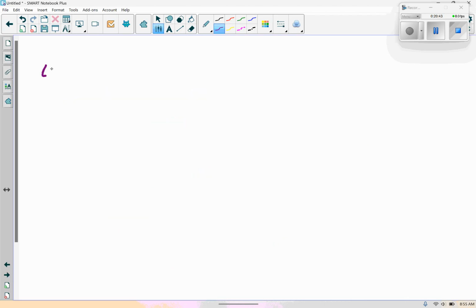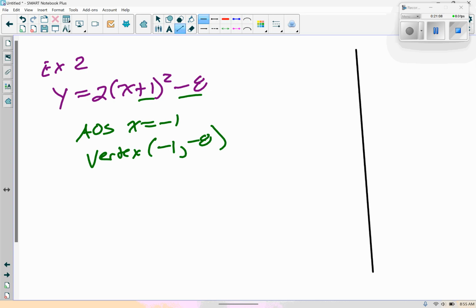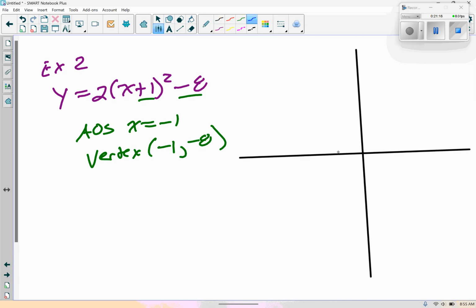Example 2 is y equals 2(x plus 1) quantity squared minus 8. So my axis of symmetry is x equals negative 1. My vertex is going to be (-1, -8), remember opposite, and then same. Let's draw in our xy axes. So I get to (-1, -8), which is down here.